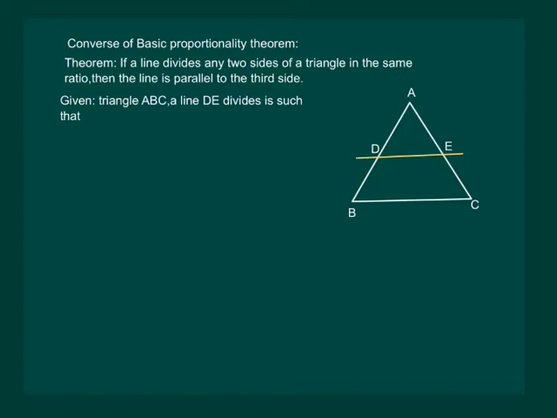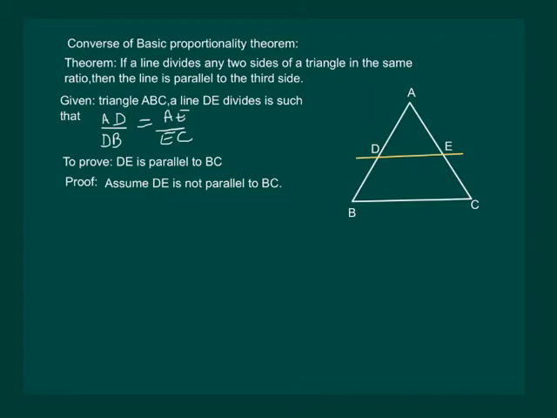Here we are given a triangle ABC and a line DE such that AD by DB is equal to AE by EC, and we have to prove that DE is parallel to BC. For the proof, let us assume that DE is not parallel to BC. If that is the case, we can draw another line DE dash such that it is parallel to BC.